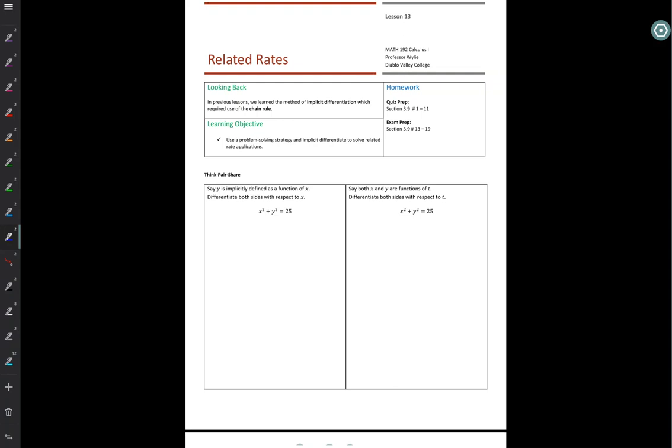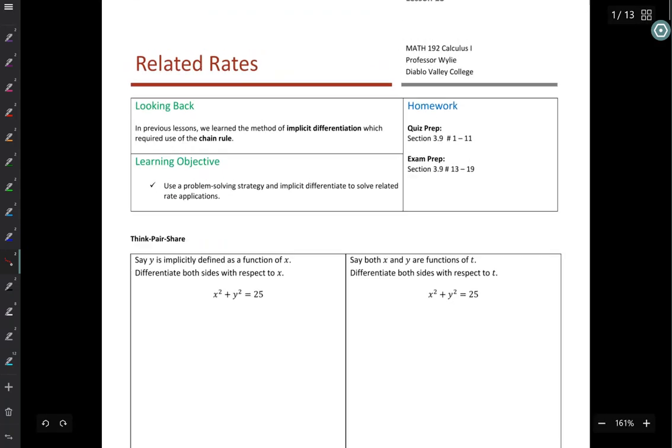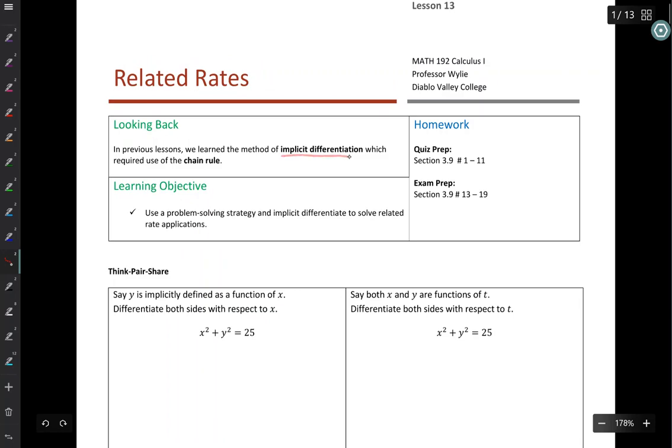All right, so welcome to lesson 13. It is on related rates. In a previous lesson, we learned the technique of implicit differentiation, and that technique uses chain rule, and that's the technique that we are going to be using in related rate problems, where things change with respect to time. Our learning objective is to use a problem-solving strategy and implicit differentiation to go ahead and solve related rate problems.